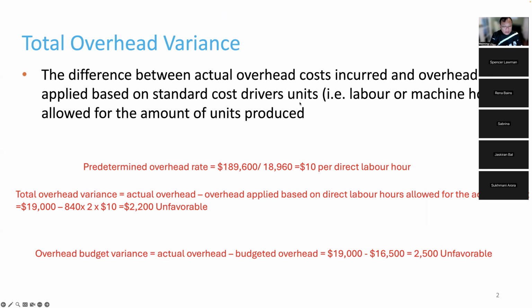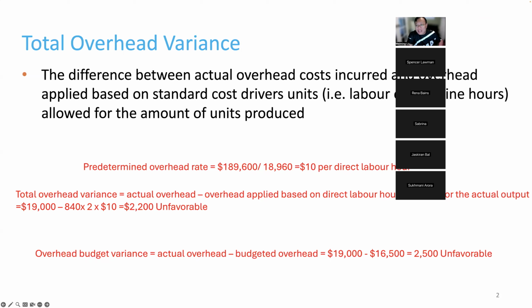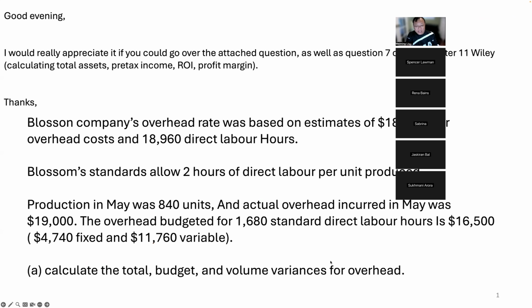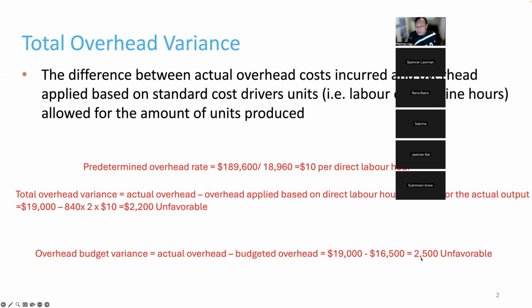So next, we're calculating the overhead budget variance. What is the overhead budget variance? You compare your actual overhead with your budgeted overhead. In this question, the actual overhead is $19,000. The budgeted overhead is $16,500. So the difference is $2,500 unfavorable.